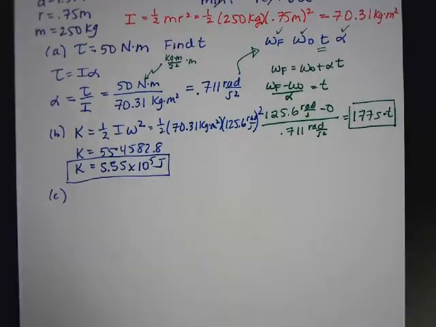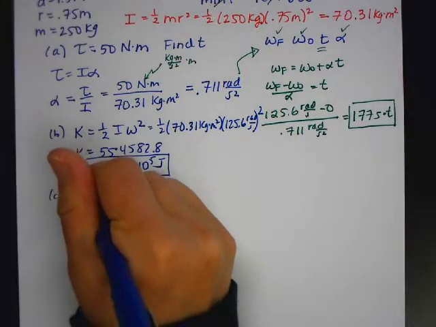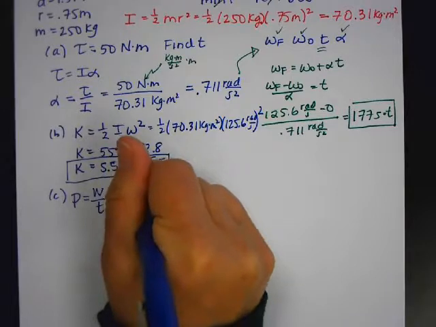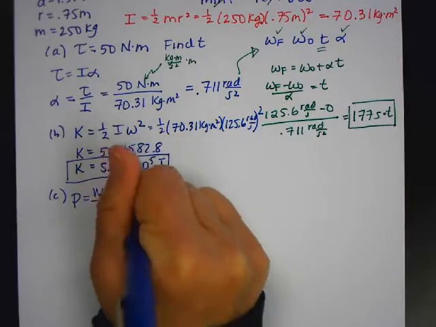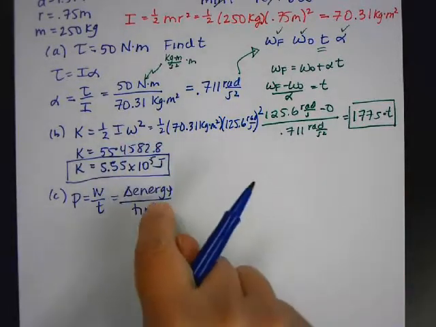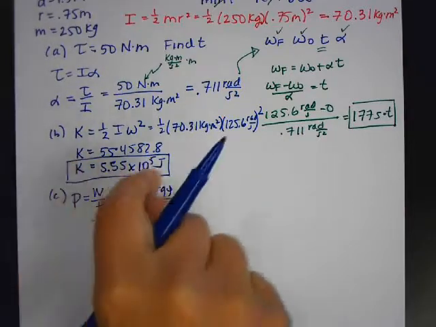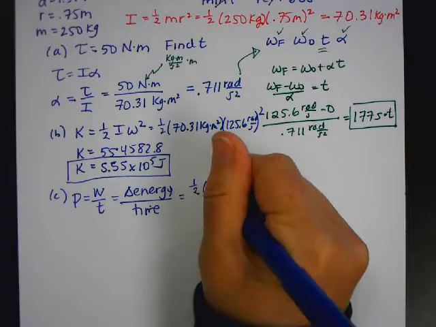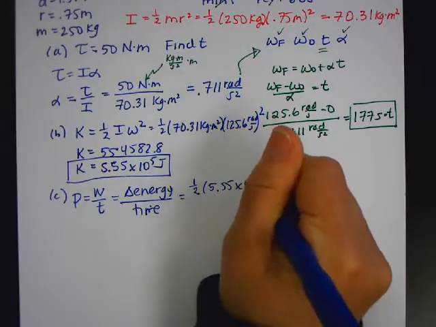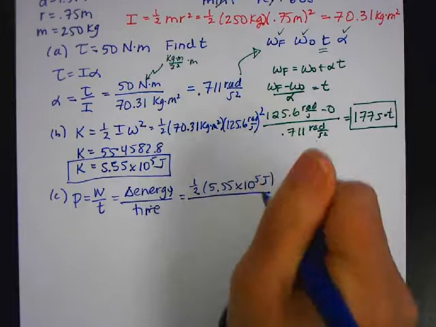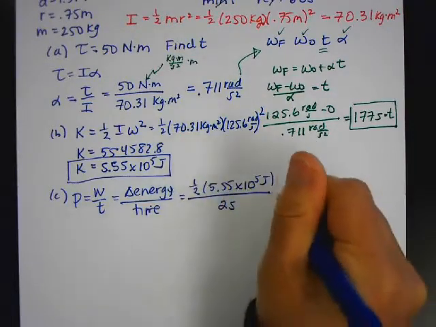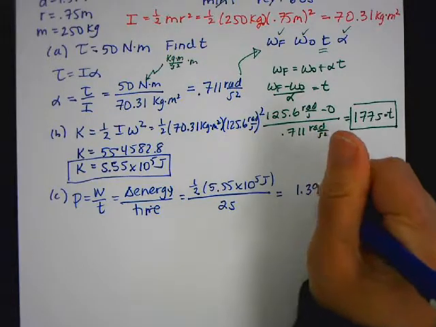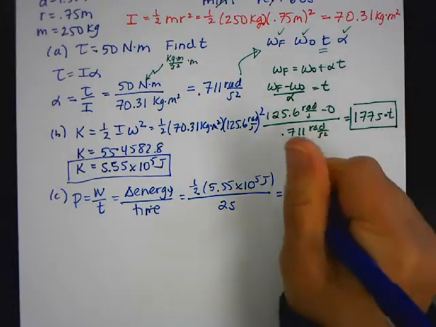So we know from before that power is equal to work divided by time. Now remember, work is equal to the change in energy. And this time they want half the energy, so we're going to use half the energy from part C. So it's going to be 1/2 times 5.55 times 10 to the 5 joules divided by the 2 seconds they told me. When I do all that on the calculator, I get 1.39 times 10 to the 5 watts.